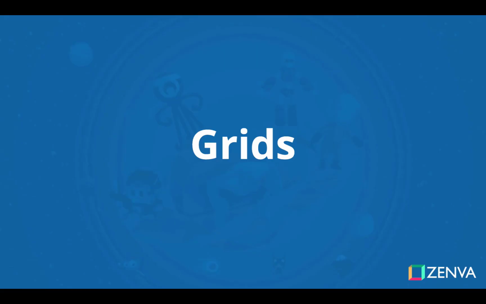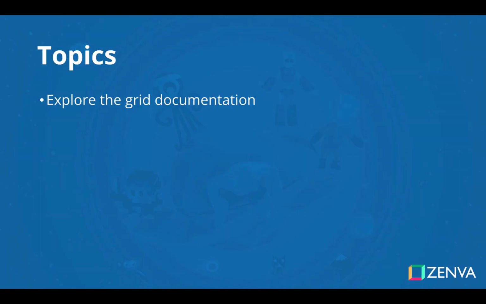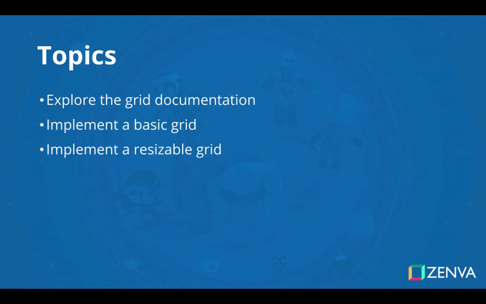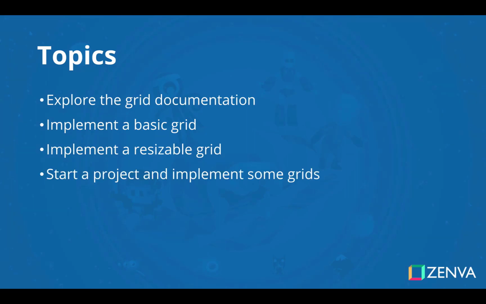What is up, everyone? Welcome to the third tutorial in our grids tutorial series. Over the previous two tutorials, we introduced grids by exploring the documentation, implementing basic grids, and then implementing a resizable grid. Now we're going to put all of that together in our actual project code. So it means we'll have to start the project file up, get it set up, and implement some basic grids that will comprise the project structure. Okay, so let's head on over to the code and get started.